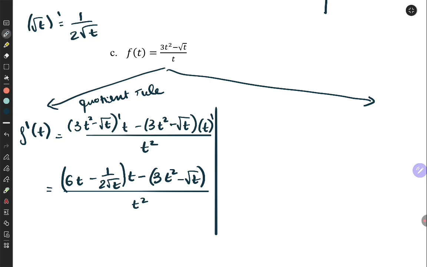Okay. So that is one way. Look at that one. Nasty. Ugly, right? There's another way. Like I said, quotient rule is like the backup plan. If you cannot think of anything else, then use the quotient rule.